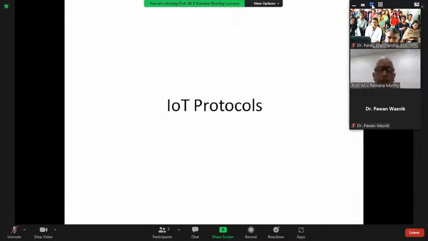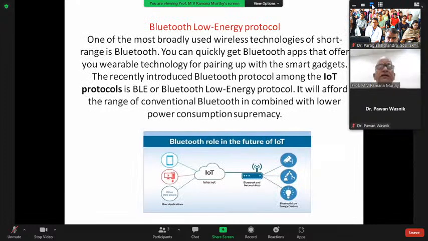So if you see the IoT protocols, they include Bluetooth, Zigbee. Of course, I will tell one by one. Bluetooth is basically a low energy consumption protocol. It will not consume much energy, very low energy. It is one of the most broadly used wireless communication systems today, using short range, because you can quickly get Bluetooth apps, and wearable technology is pairing with smart gadgets.